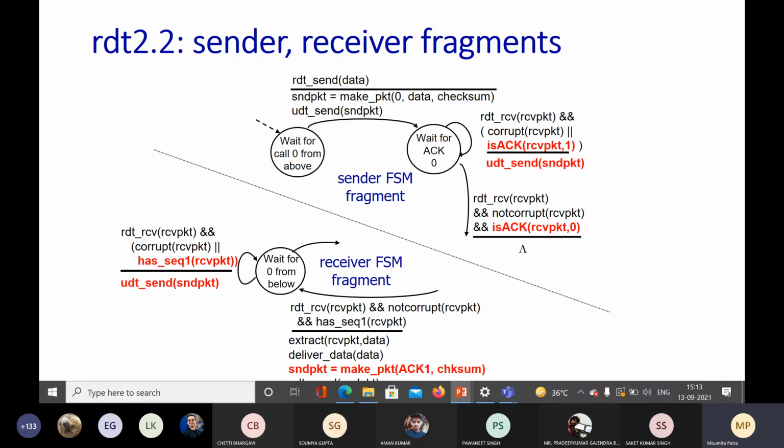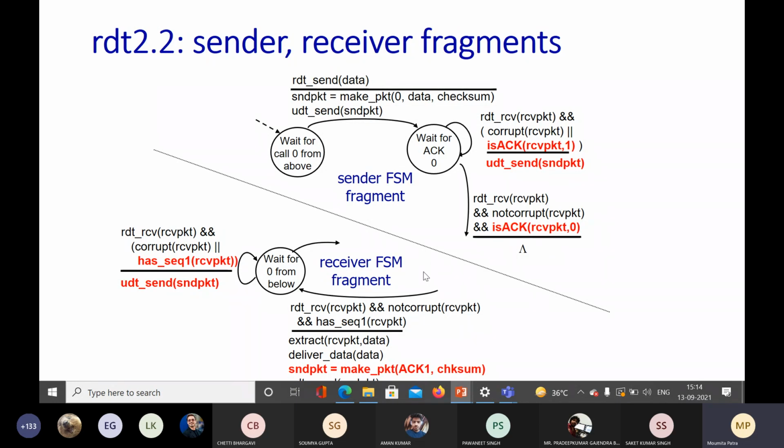Okay, so when this happens, it will still be in the same state, that is wait for call 0 from below. All right, now you know that if a correct packet is received, then of course it will go to the next state, that is wait for 1 from below. Okay, now if that happens, then again you come back to this state. When do you come back? When a packet is received, it is not a corrupt packet and it has the correct sequence number, that is sequence number 1. Remember that here we do have that state, that is wait for 1 from below.